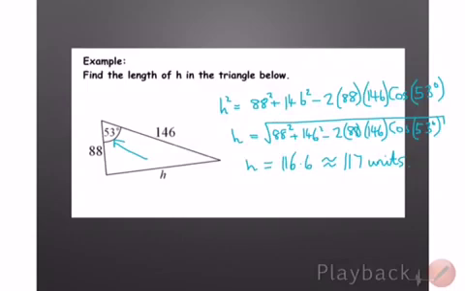Just a quick note, if I was given this angle here and this angle here, I can use these two angles to find this angle. If I'm trying to find this side, I need the opposite angle. So please don't make that mistake. It is the common mistake.